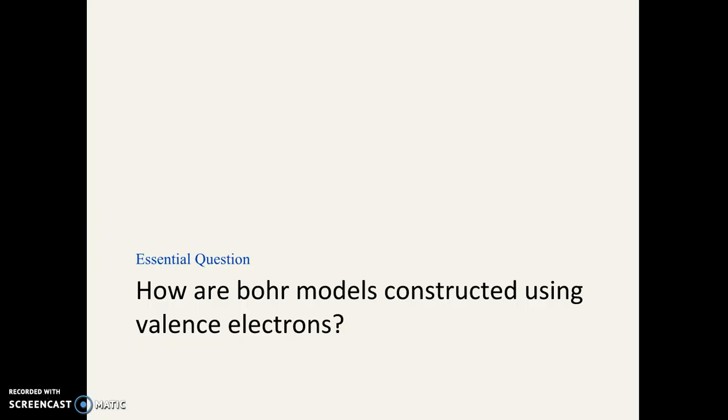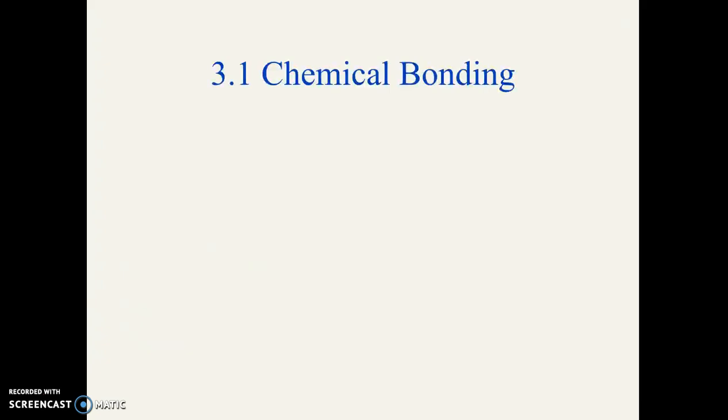and learning specifically with covalent compounds. So our first essential question, how are Bohr models constructed using valence electrons? So this is a nice review of what we did last unit, but kind of tying everything together. Because things bond because of valence electrons, so we have to review that a little bit.